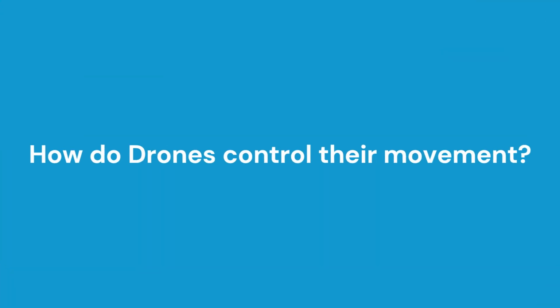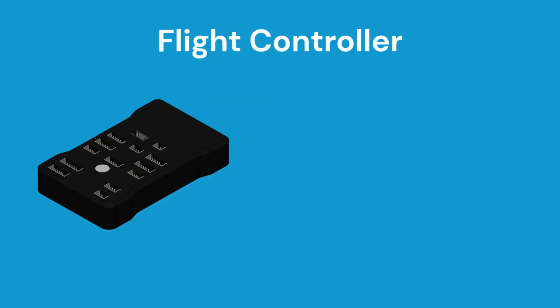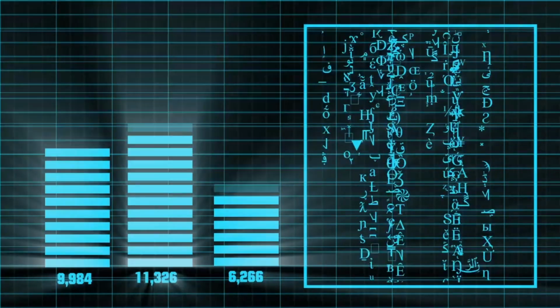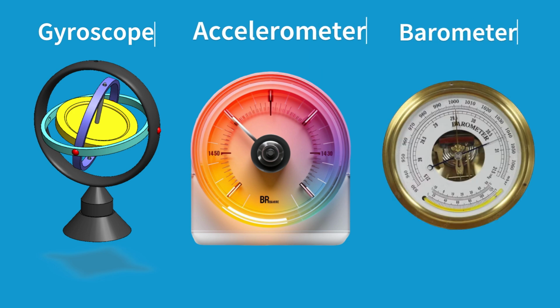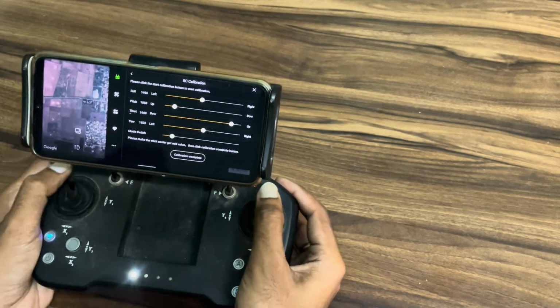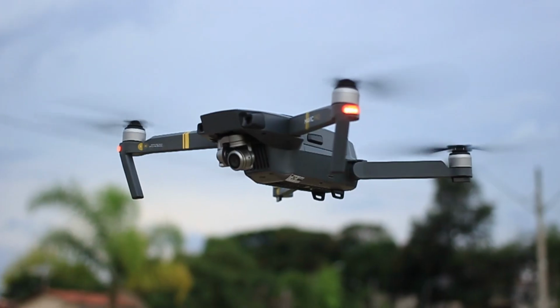So how do drones control their movement? This is where the flight controller comes into the picture. The flight controller is nothing but the brain of the drone. It processes data from various sensors like gyroscopes, accelerometers, and barometers, and these sensors help the drone understand its position and orientation in the air. When you move the joystick of your remote, the flight controller adjusts the speed of the propellers, which allows the drone to tilt, turn, and change its altitude.